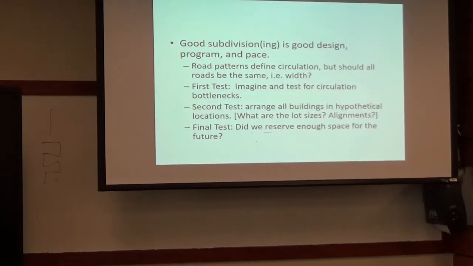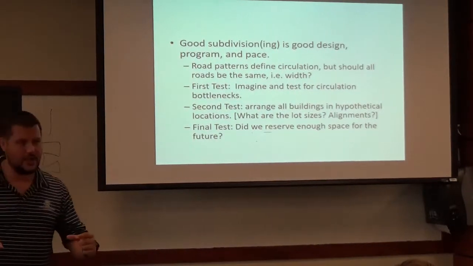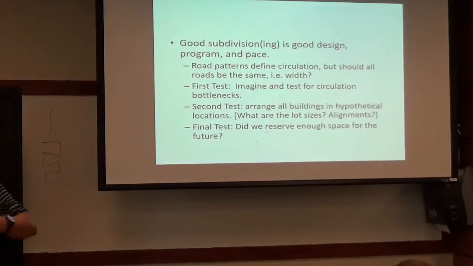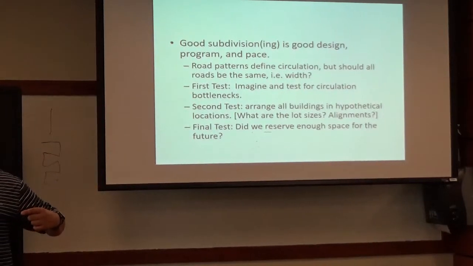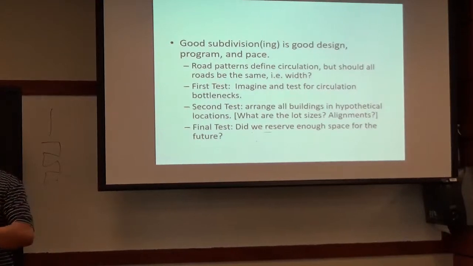He's presenting this test, circulation bottleneck versus hypothetical location. This is stuff you will see when you do that sketch design. You will take a look at it and ask, where is my entry point to my subdivision, my site plan? Where's my potential exit? Are both the same, or am I doing two? So you start thinking about where my bottlenecks in circulation are.